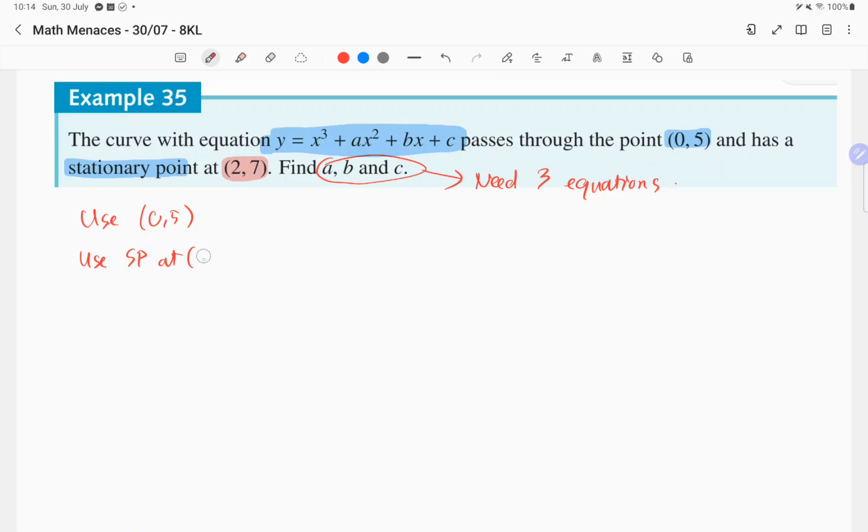Okay, I'll give you the 3 pieces of information that you need. How do we use the point 0, 5? It defines C. Yep, or in other words, sub x equals 0 and y equals 5. How do we use the information that there is a stationary point at 2, 7? Stationary point, so when the derivative is 0. Mm-hmm.